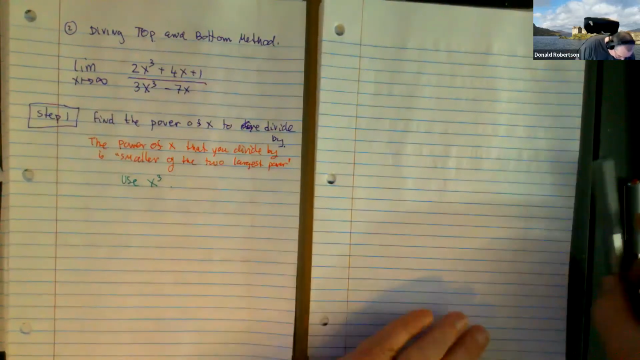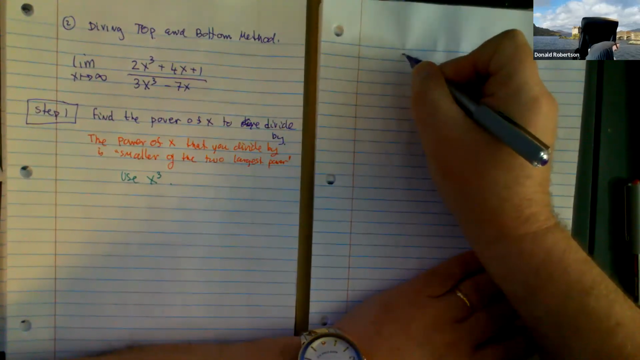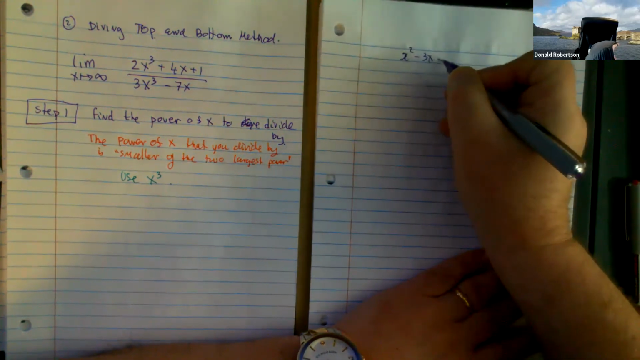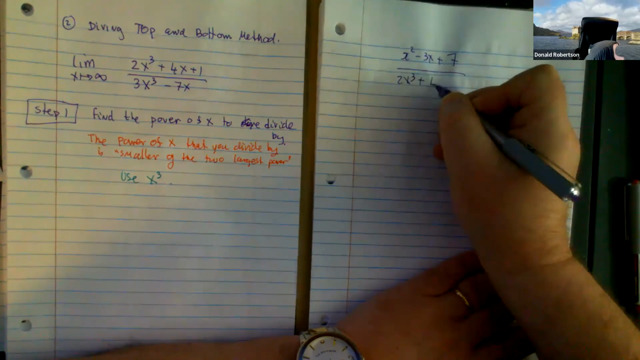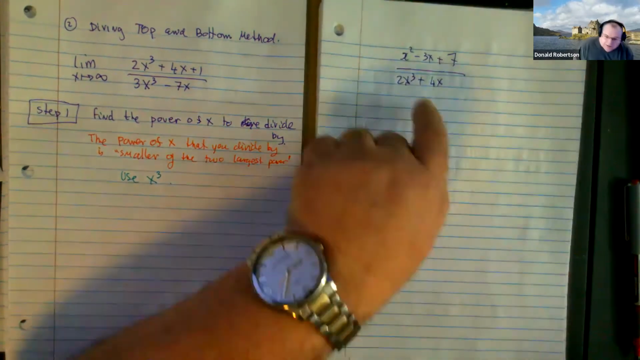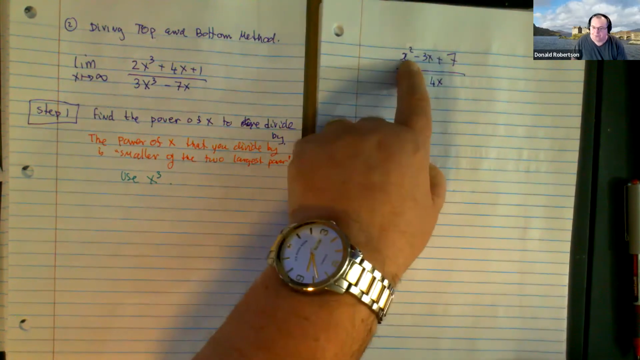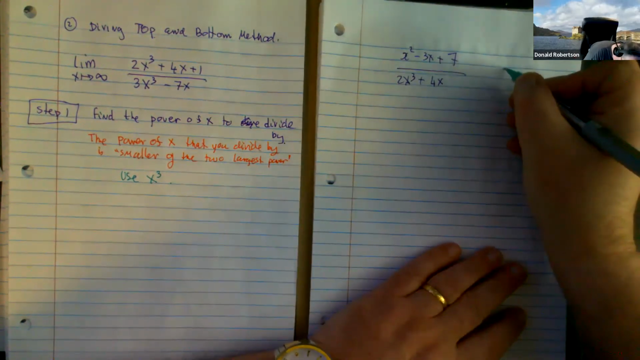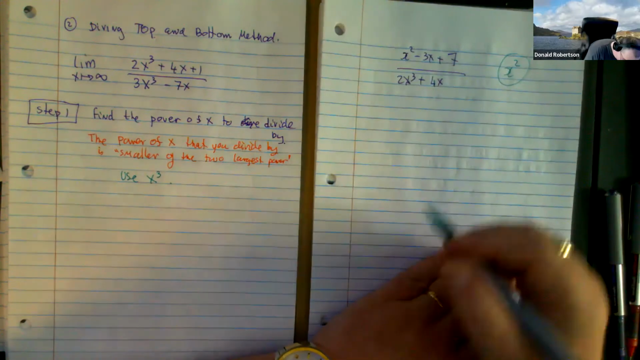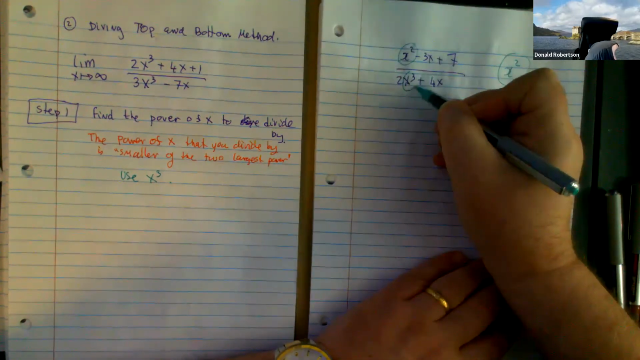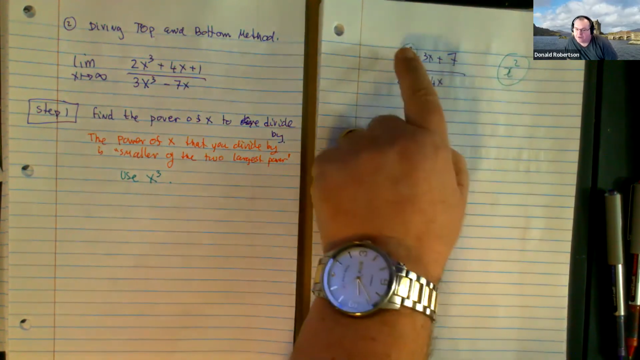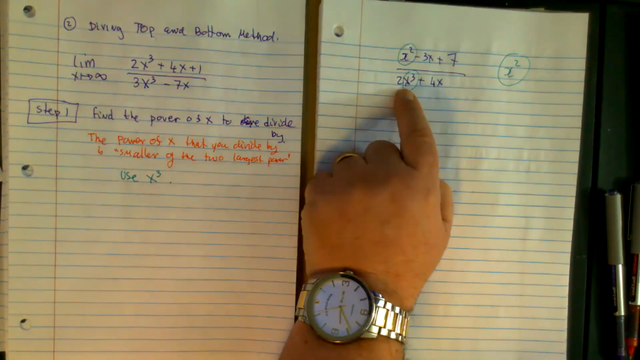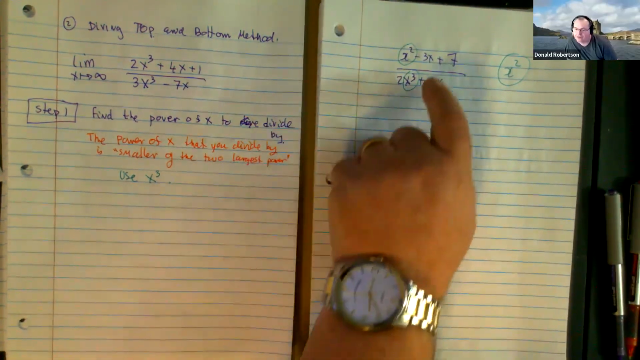We'll come back to that. I want to make it clear what I'm doing here. If it was this one, the one you would use would be x squared. The biggest power in each, on the top it's x squared, on the bottom it's x cubed. You pick the smaller of the two choices. Does that make sense? Because I'm not quite sure that sentence makes as much sense.